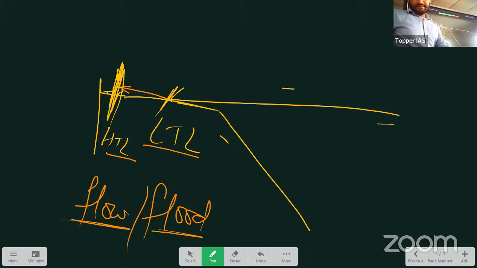Which word they have given? In NCERT? Do you have the book? Okay, whatever. Flow or flood, both would be fine.